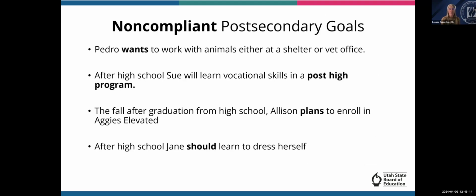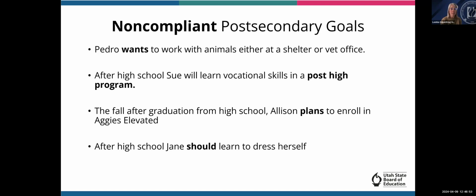So now I'm going to provide you with some non-examples, and these are actual non-examples that we have found on IEPs across the state. So Pedro wants to work with animals either at a shelter or a vet office. So it doesn't have active language, it just says wants. This really is more a statement that maybe belongs in a PLAFUP, right? Maybe this is information that you learned about a student from an assessment, for example, but it's not a goal because it doesn't have active language. It doesn't say when it will occur. That part is missing. So that would have to be fixed if that was written as a post-secondary goal.